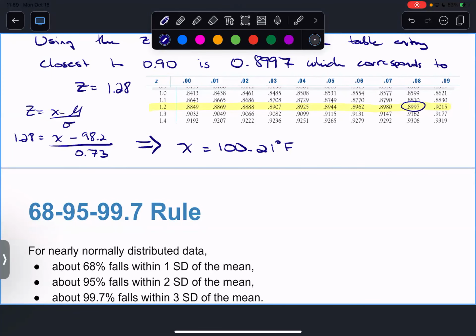Oh, I'm sloppy. Okay. Did I get the 1.28? How far back do I have to go? Times 0.73 plus 98.2. Boy, well, I didn't like that. Let's see here. Just sloppy. Oh, yeah. Close enough. Yeah, they'll all be very similar.